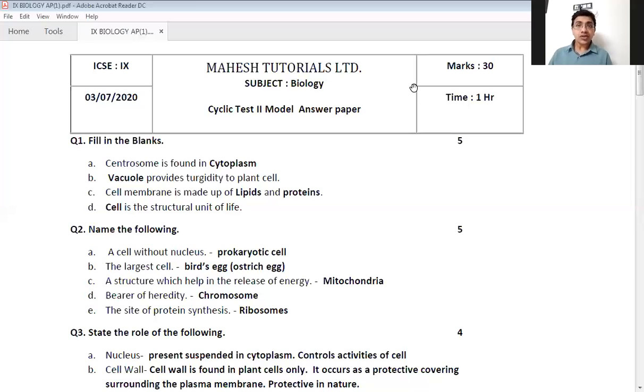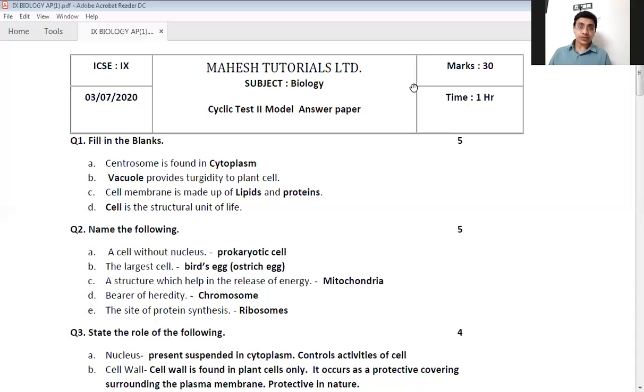The first question is about a cell without nucleus, right? And the answer to that is prokaryotic cell. Now, in name the following, if you don't write the question, that's fine, right? You're supposed to write the answer properly. When I talk about prokaryotic cell, we know it's a primitive type of cell without a well-defined nuclear membrane, without a distinct nucleus, right? So we call it prokaryotic cell.